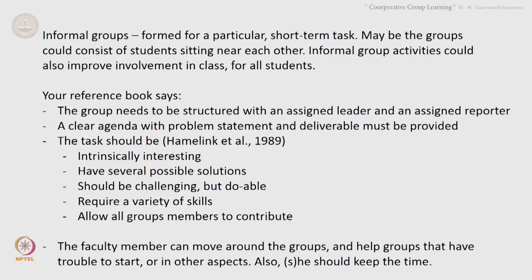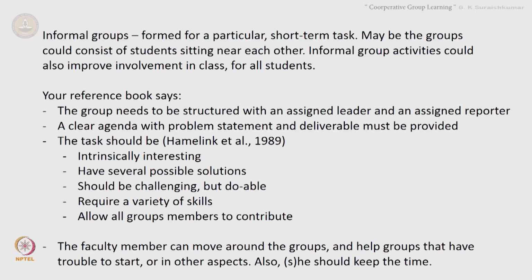This is very important: a fine balance between challenging, which extends the abilities of students at that level, but it should definitely be doable. It should ideally require a variety of skills, and also allow all group members to contribute. It should be made in such a way that all group members can contribute to the process. And then the faculty member can move around the groups and help the groups that have trouble getting started, which happens quite a bit, or in any aspects that they need help.